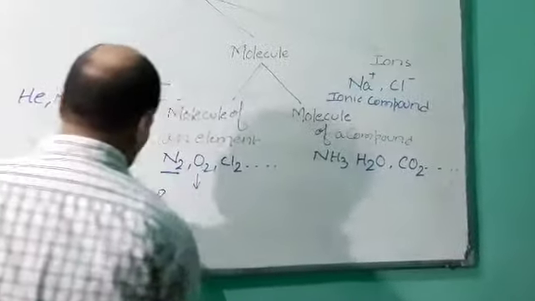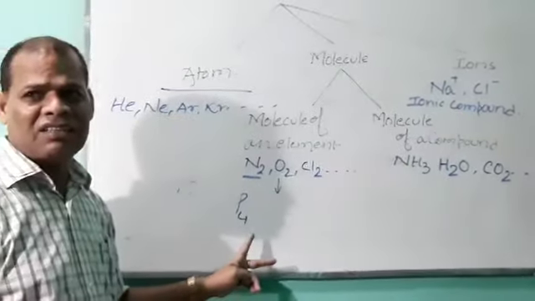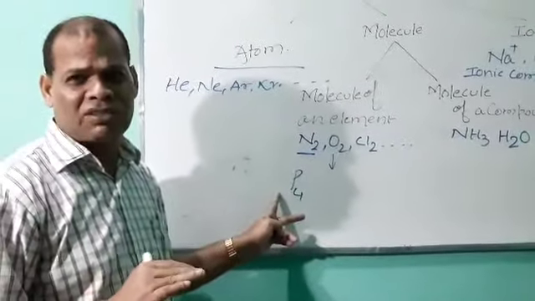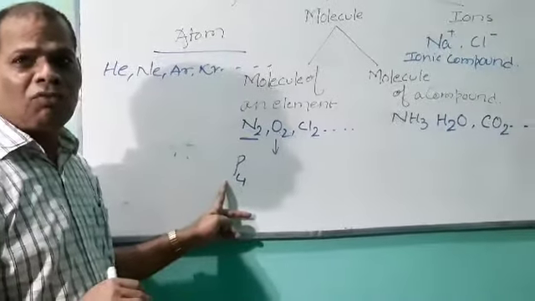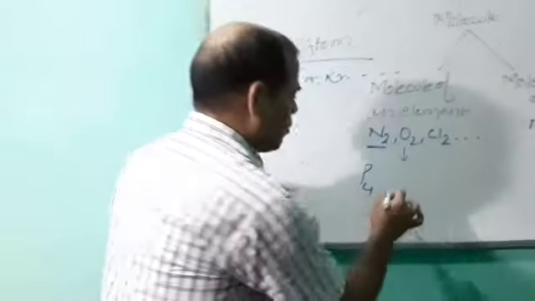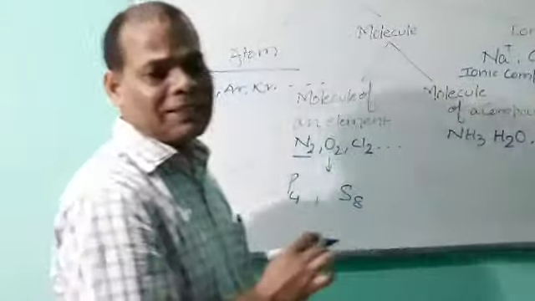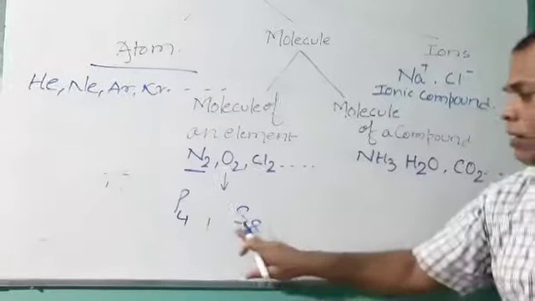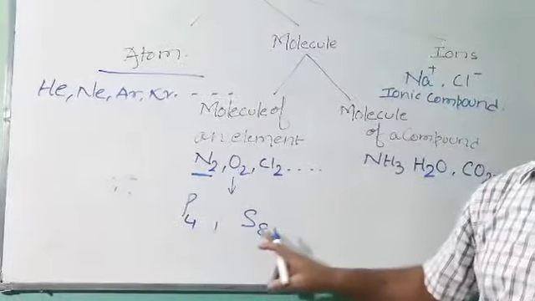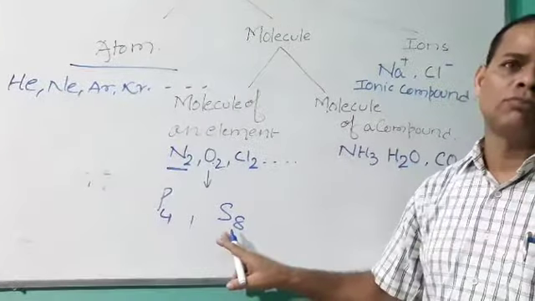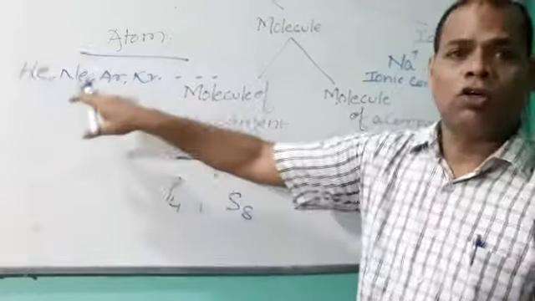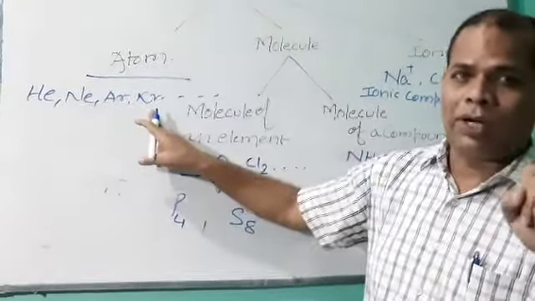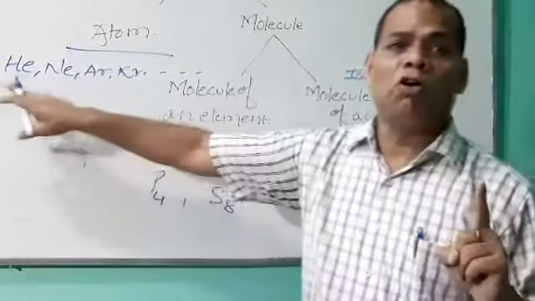Some other examples, like P4. Phosphorus exists as P4. It means one molecule of phosphorus contains 4 atoms. So atomicity is 4. Once again, S8. So the atomicity of sulfur is 8. One molecule of sulfur contains 8 atoms. The atomicity of the noble gases helium, neon, argon, krypton is 1. It is called a monoatomic molecule.